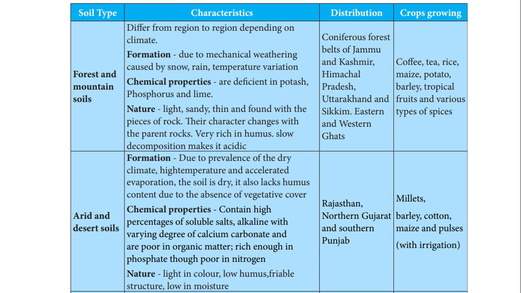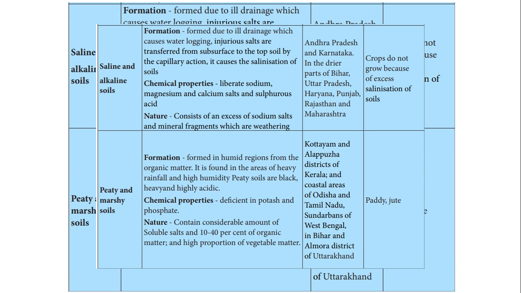Next we'll see about saline and alkaline soils, which are found in Andhra Pradesh and Karnataka, and in the drier parts of Bihar, Uttar Pradesh, Haryana, Punjab, Rajasthan, and Maharashtra. Chemically, they have sodium, magnesium, and calcium salts and sulfurous acid. Usually crops do not grow because of excess salinization of soils. With too much salinity, there's no possibility of growing any type of crops.